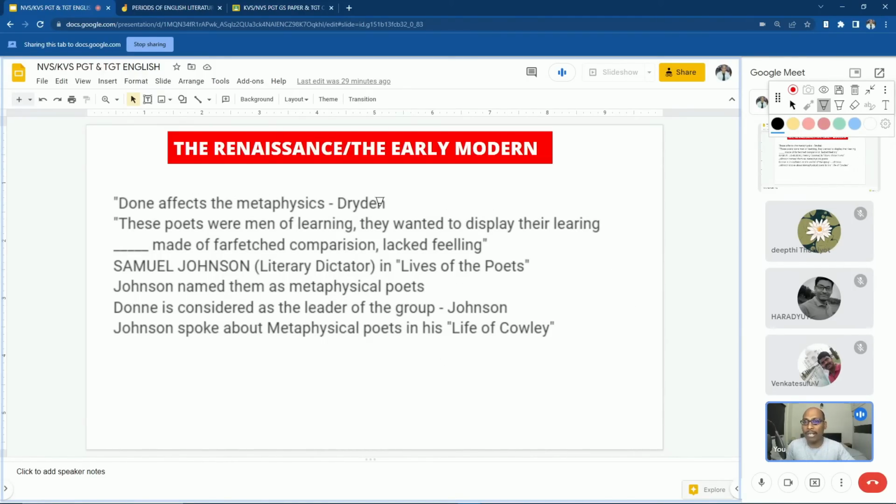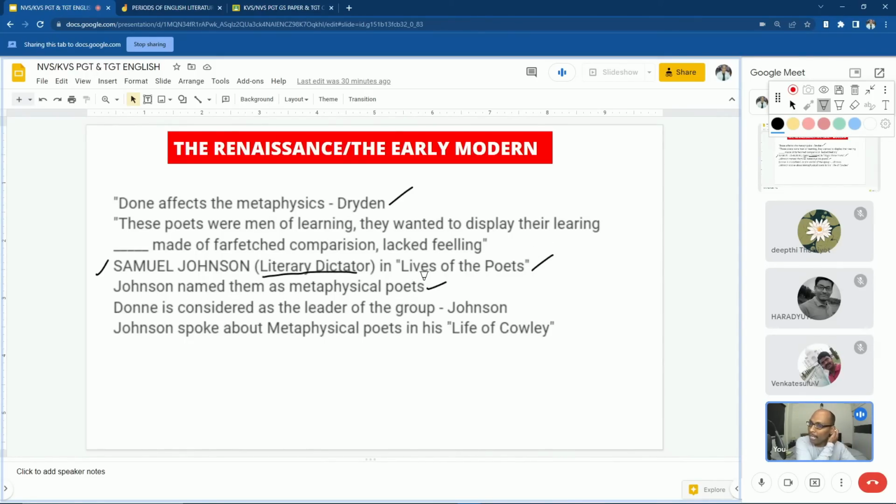Donne affects the metaphysics is spoken by Dryden. These poets were men of learning. They wanted to display their learning, made of far-fetched comparisons that lacked feelings. It was said by Samuel Johnson, who is also known as the literary dictator, in the Lives of the Poets. Then Johnson named them as metaphysical poets.